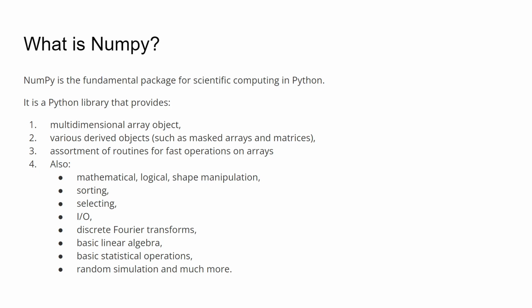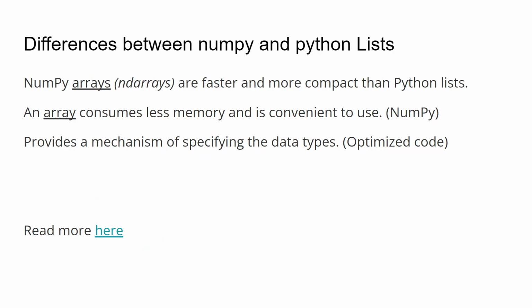You can sort, select, and apply input and output, as well as various Fourier transformations, basic linear algebra operations, and various statistical operations like random simulation. The difference between NumPy and Python lists is that NumPy arrays are a lot faster and more compact than Python lists. An array consumes a lot less memory and is very convenient to use, and also has a mechanism for specifying the data types, which will lead to optimized code.